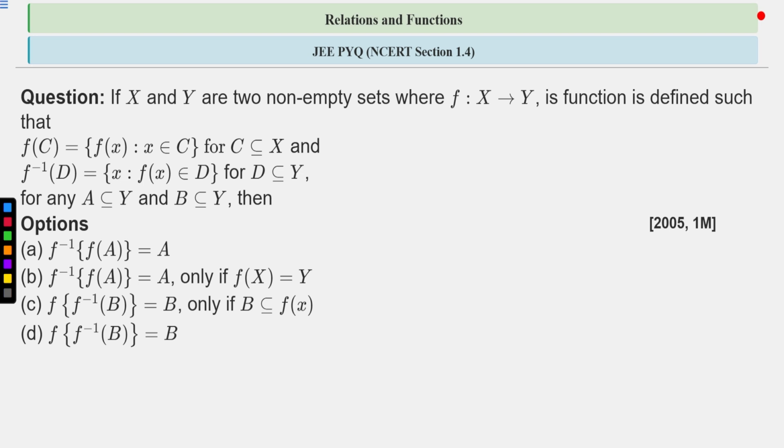Options are: option A is f inverse of f of A is equal to A. Option B is f inverse of f of A is equal to A only if f is one-to-one. Option C, f of f inverse of B is equal to B only if B is a subset of f of X. Option D is f of f inverse of B is equal to B. You just have to apply the property of f inverse and find the values, that is, what f inverse of f of A will be. Which option will be correct?